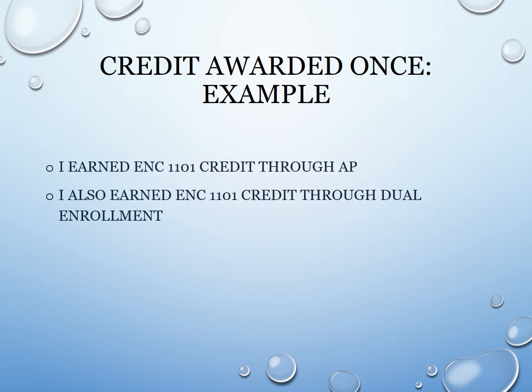So this is an example of what you might find when a student is bringing in credits, the same credit from multiple places. So for a student who possibly earned ENC 1101 credit through AP and then also earned ENC 1101 credit through dual enrollment, it's actually very common that we see this particular class repeated. There's a couple others that we might find, but the ENC 1101 is probably the one that happens more frequently than any others.